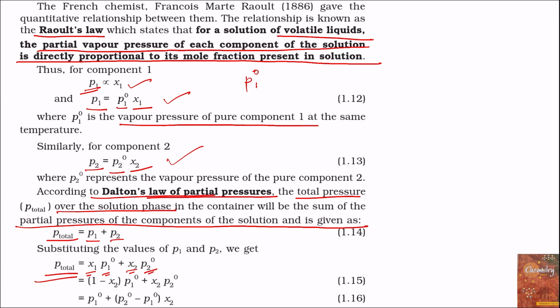Now for binary solutions, mole fraction of component 1 plus mole fraction of component 2 is equal to 1. So mole fraction of component 1 will be equal to 1 minus mole fraction of component 2. Now putting the value of mole fraction of component 1 here in the equation and solving, we get total pressure is equal to vapor pressure of pure component 1 plus vapor pressure of pure component 2 minus vapor pressure of pure component 1 multiplied by mole fraction of component 2.